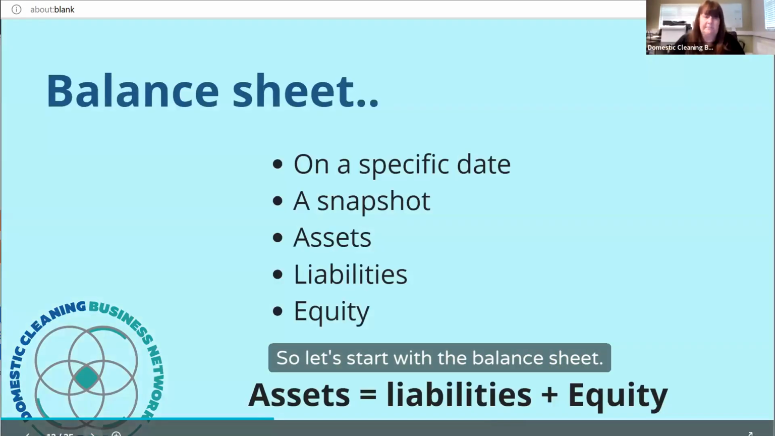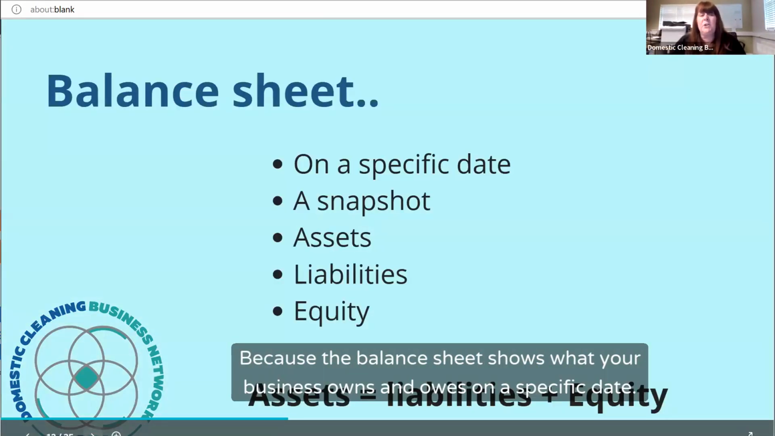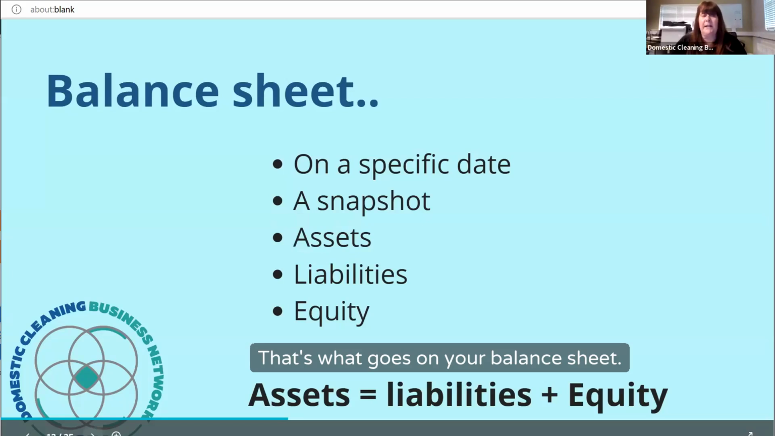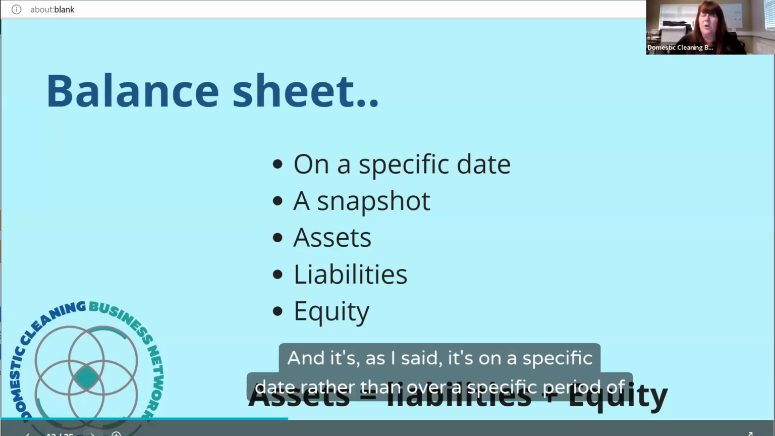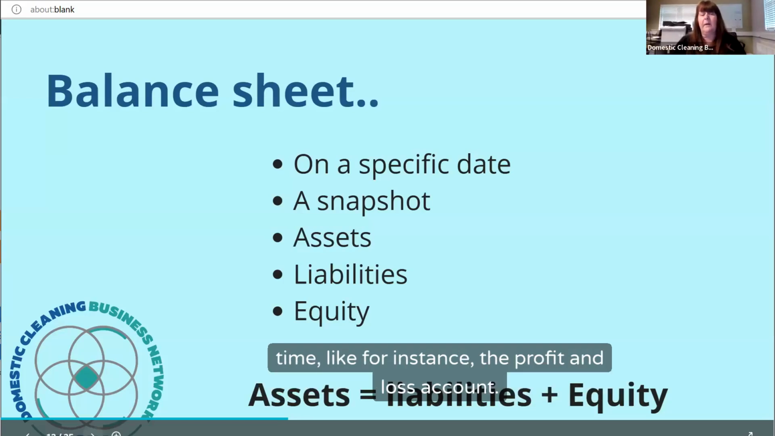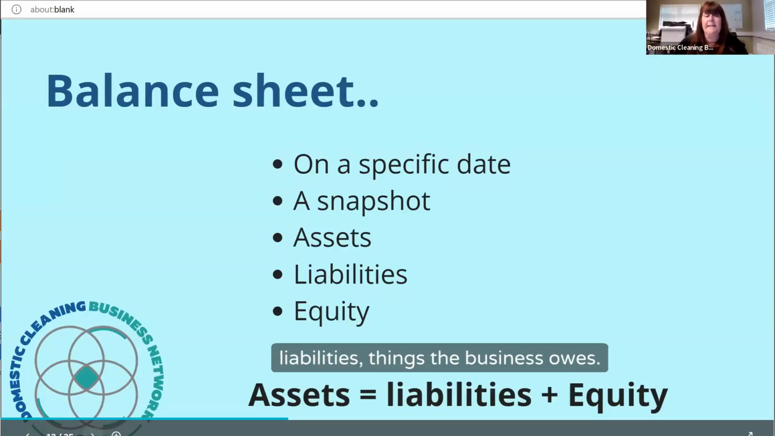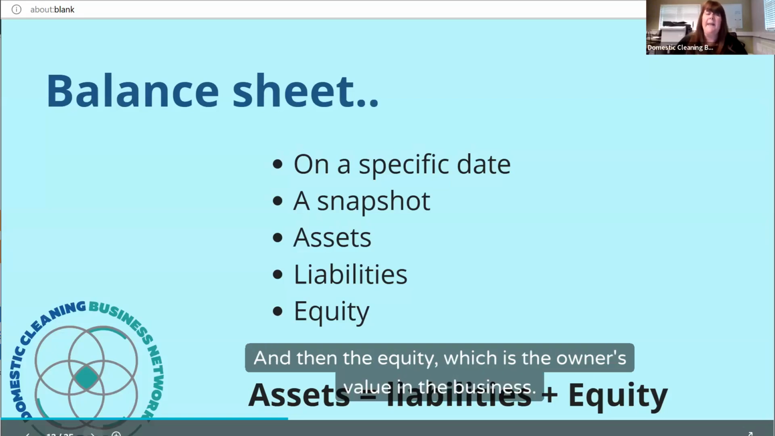So let's start with the balance sheet. Because the balance sheet shows what your business owns and owes on a specific date. So if you remember, we talked about assets and liabilities and equity. That's what goes on your balance sheet. And as I said, it's on a specific date rather than over a specific period of time, like, for instance, the profit and loss account. It's literally a snapshot on that day at that point in time. So you've got your assets, things the business owns that have value, liabilities, things the business owes, and then the equity, which is the owner's value in the business.